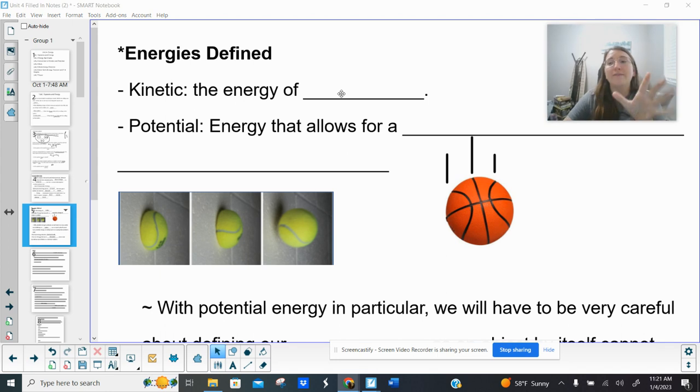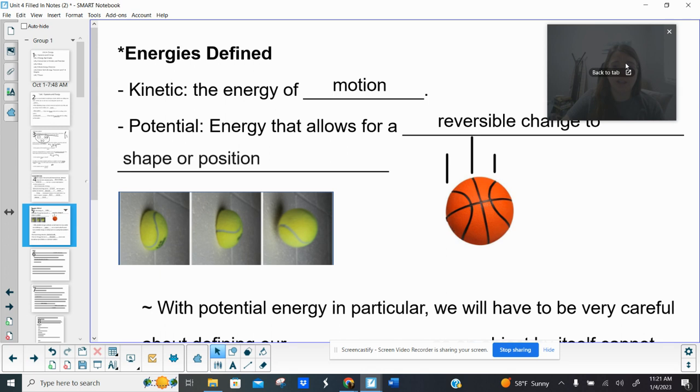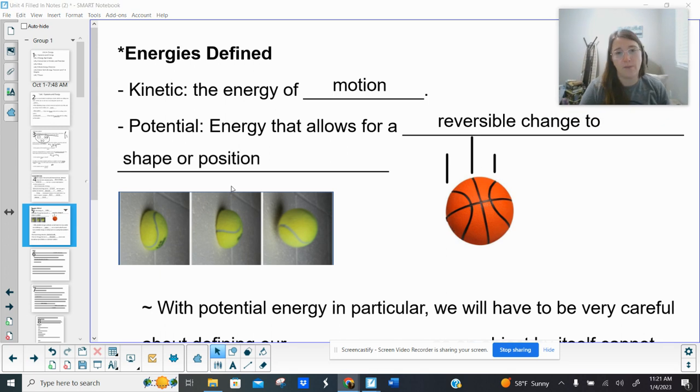So again, we're going to very briefly just talk about the different kinds here. We're not going to talk formulas just yet. So kinetic energy is the energy of motion. Yeah. Running, throwing something, that thing has kinetic energy if it's in motion. Potential energy is the energy that allows for a reversible change to shape or position. So a spring has potential energy because it can go back and eventually comes back to where it started. Yeah, so that's a reversible change.